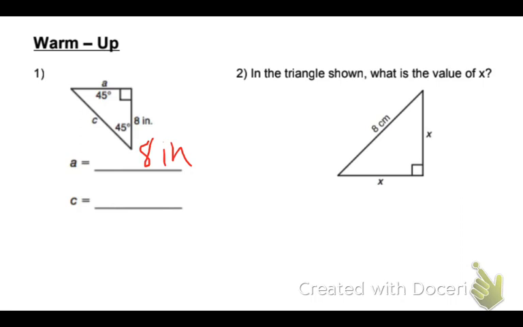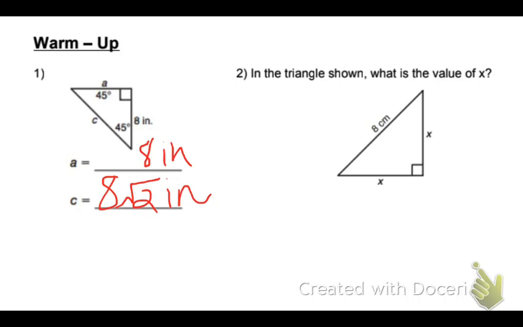And then we know that whatever our legs are, our hypotenuse is going to be that multiplied by root 2, or the square root of 2. So our hypotenuse, or C, should have been 8 root 2 inches. Sometimes we don't even have to do any math. The ones like that are pretty simple. We just follow the pattern.